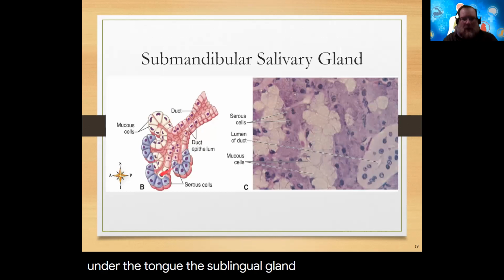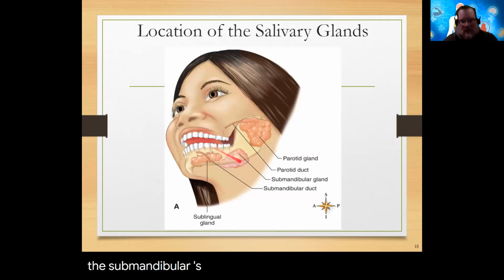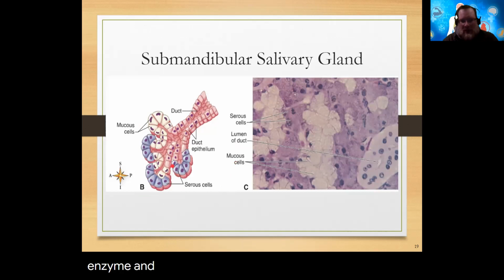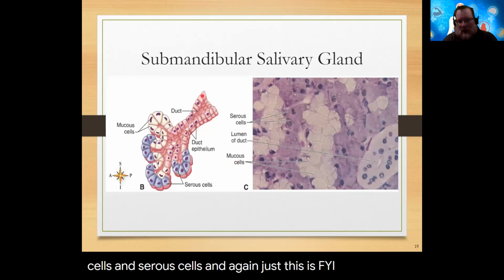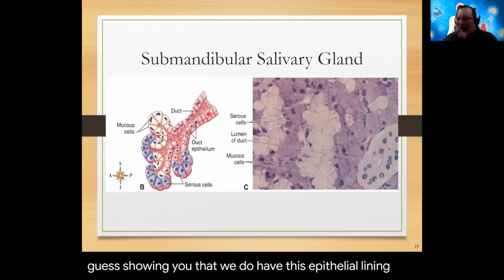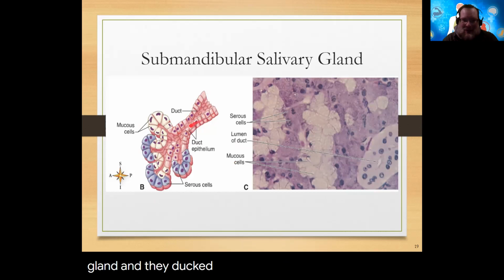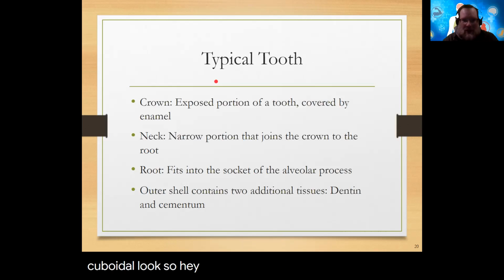Okay, so submandibular, we're going to see a couple different types of cells, because the submandibular gland, this one back here, does produce enzyme and mucus cells. So we're going to see mucus cells and serous cells. And again, this is just FYI, showing you that we do have this epithelial lining of a gland, and a duct is going to be more or less that simple cuboidal look. So you never get away from it, right?